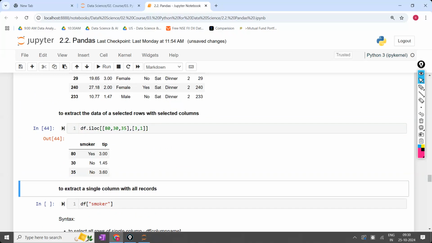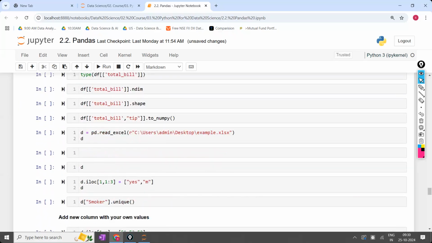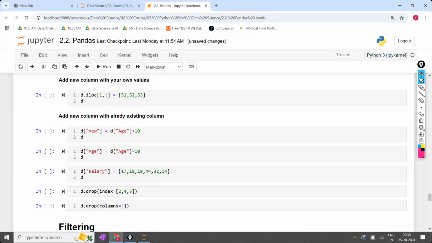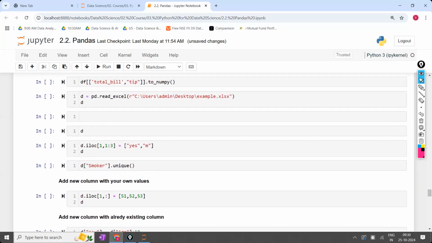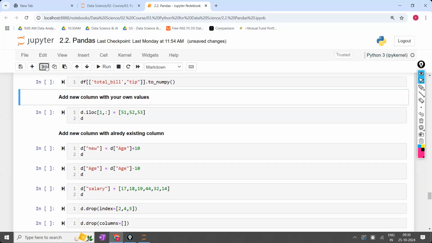Okay, are the points clear guys, everyone? Now coming to how to add a new column. Already I have told you how to add a new column. Yesterday when I added a new column, I wrote it like this: df of a column name. On the right side I gave a list of values. Since there were 5 records, I wrote 5 values.